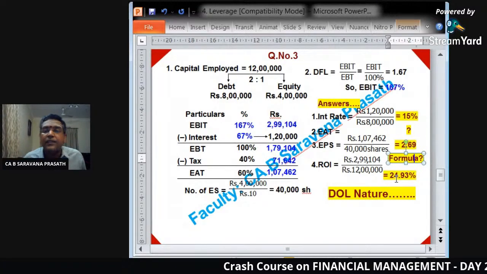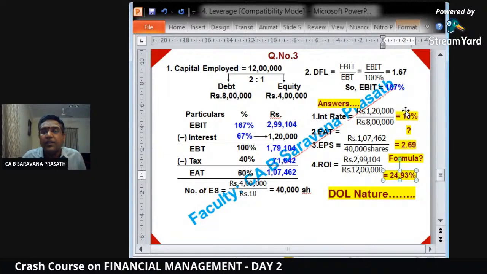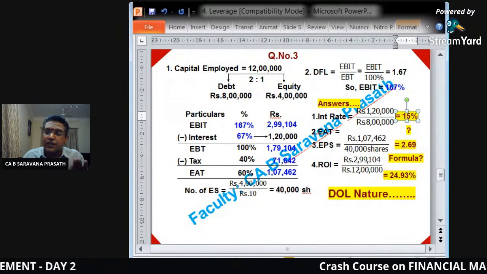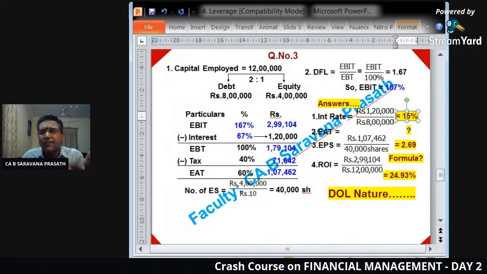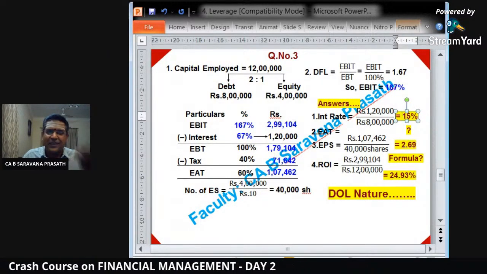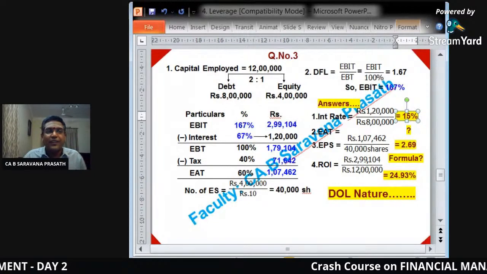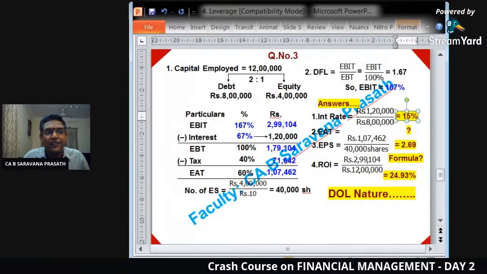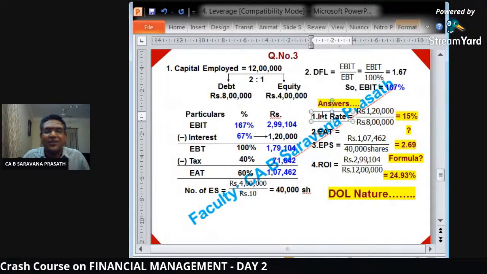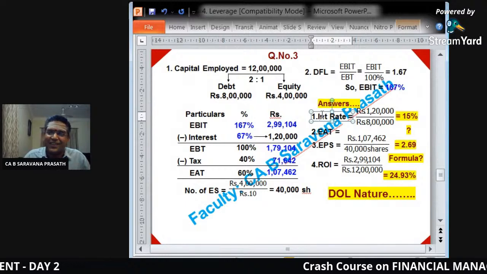We are earning at the rate of 24.93, say almost 25%. We are paying interest at the rate of 15%. Is it a good sign or a bad sign? Very much a good sign, which means we are favorably leveraged. So when is a firm said to be favorably leveraged? When return on capital employed is greater than the interest rate on debt.